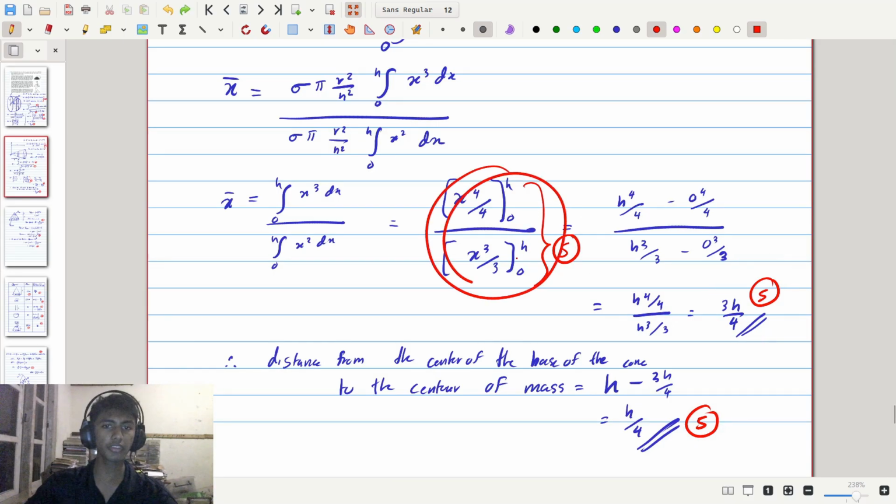Now I think probably the reason they only give you 5 marks and not 5 marks for the top and 5 marks for the bottom is because these integrals are relatively easy. They only have x to the power of n integrals. So therefore the whole thing gets you 5 marks, and the final answer here gets you 5 marks.